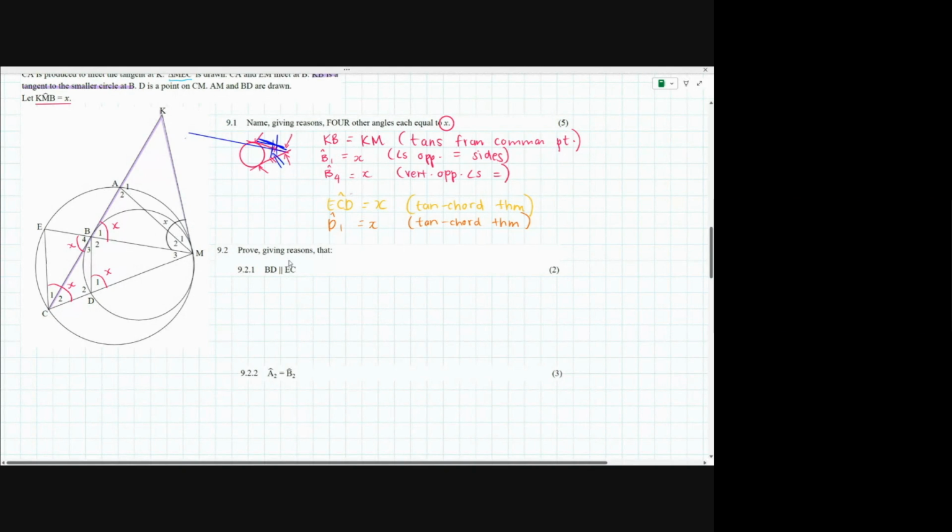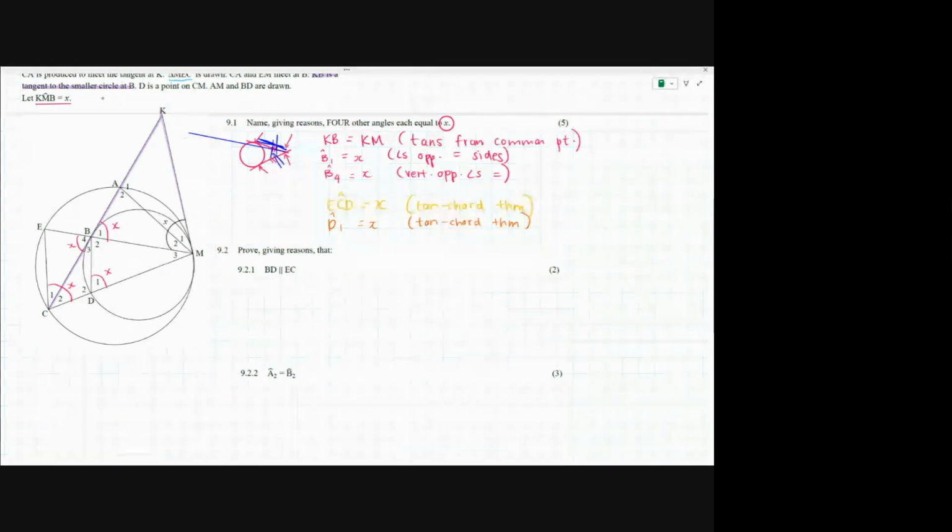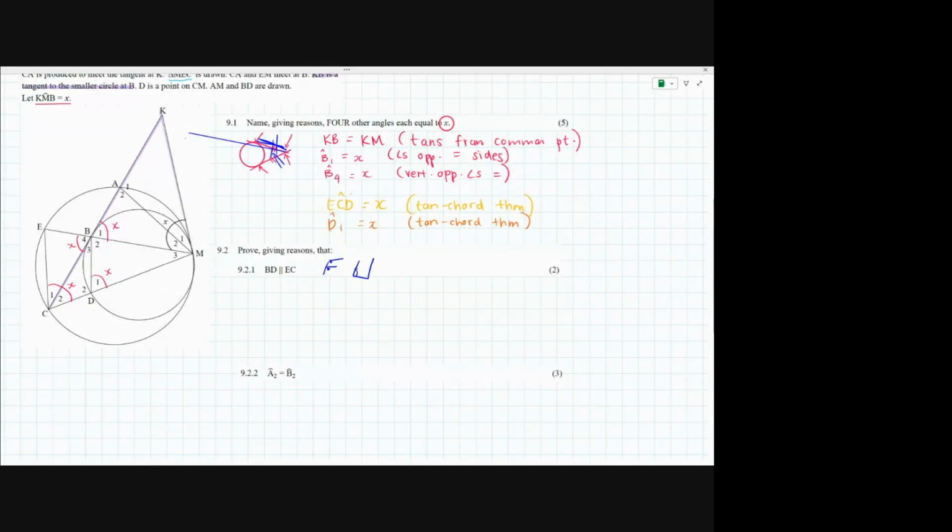Okay, so now we've got all of our X's. And this should now help me as I move into the next question. So 9.2 is saying prove, giving reasons, that BD is parallel to EC. So firstly, when we are trying to prove something, if it is parallel lines, we would either need to prove that corresponding angles are equal, or that co-interior angles are supplementary, or that alternate angles are equal. That's how we prove parallel lines.